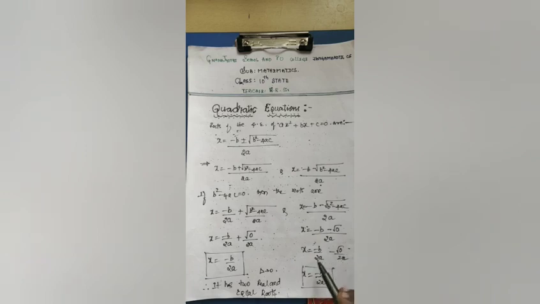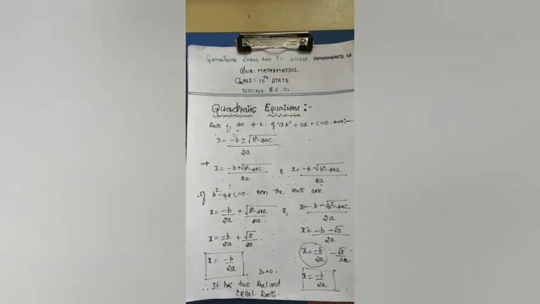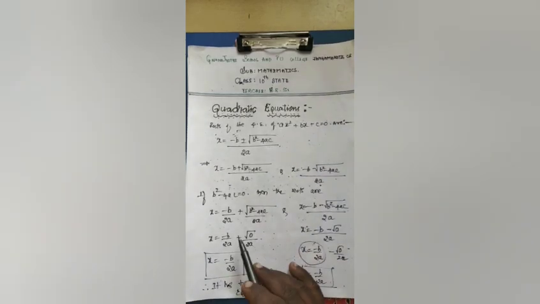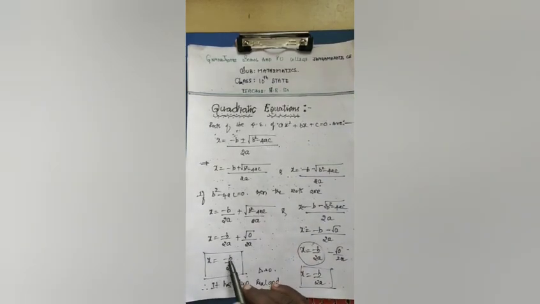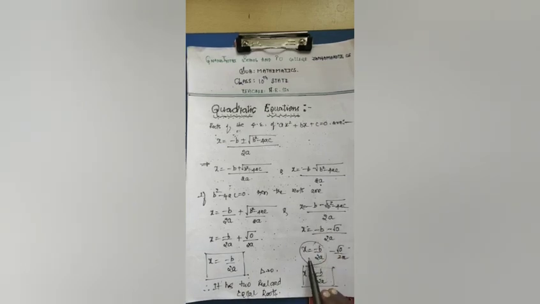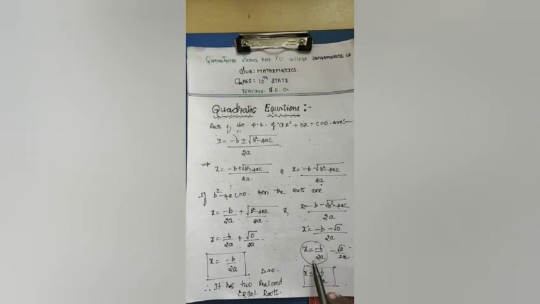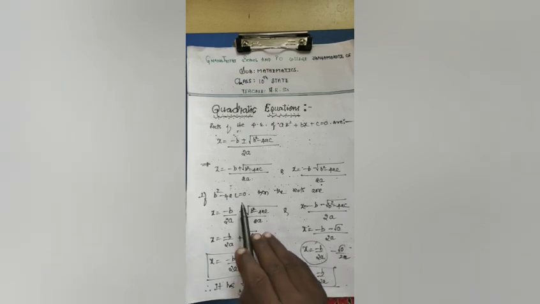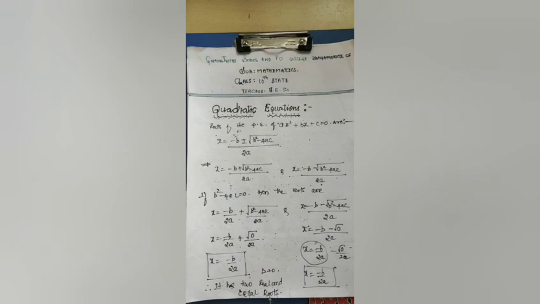Then the remaining x is equal to minus b by 2a, right? So here, in the plus term, we get x is equal to minus b by 2a. After simplification, in the minus term also, we should get the same answer, that is minus b by 2a. Therefore delta is equal to 0. It has two real and equal roots, that is minus b by 2a.